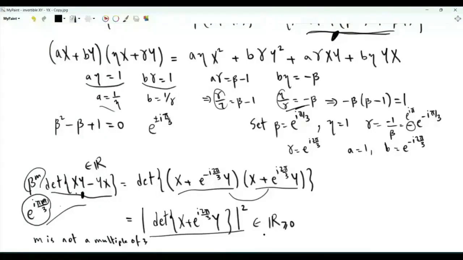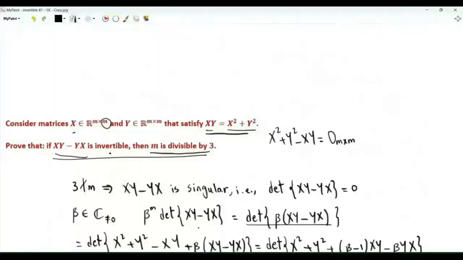We have proved that if m is not divisible by 3, this matrix is not invertible. This is equivalent to this proposition here. If XY minus YX is invertible, then m is divisible by 3.